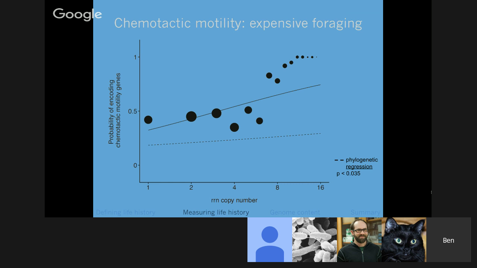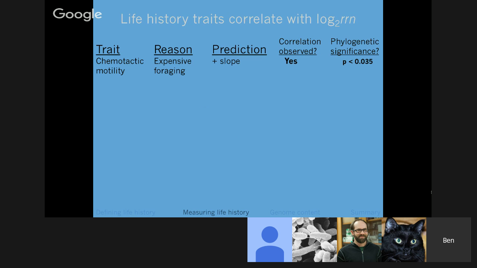What we see is this positive relationship. So high copy number organisms are more likely to encode chemotactic motility, and this can't be explained by the shared ancestry of high copy number organisms, indicating that there is some adaptive advantage, it seems, for chemotactic motility in copiotrophic organisms. Here I can show you an overall table of all of the different hypotheses that we're going to test. And again, we expected chemotactic motility to have a positive correlation with copy number. We saw that, and it couldn't be explained by phylogeny.